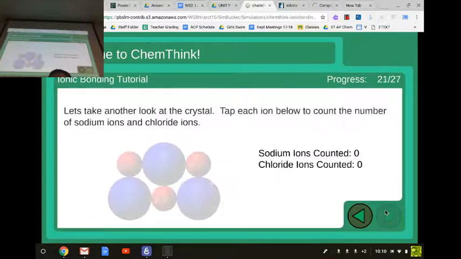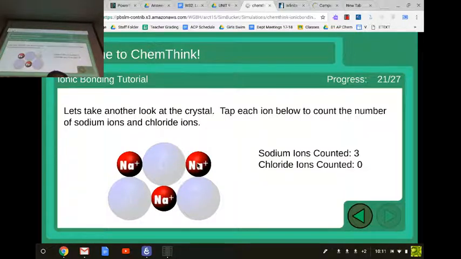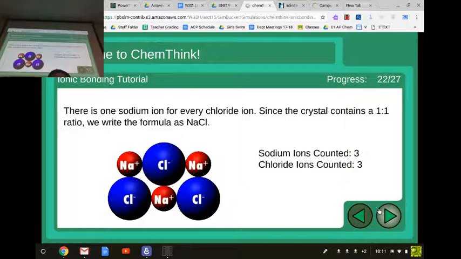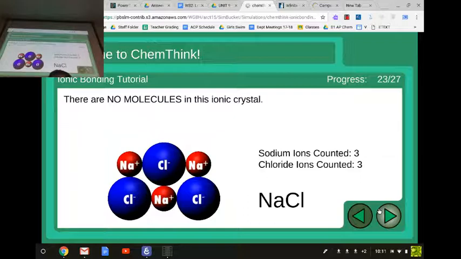Now let's take a look at what happens when we write these compounds. So here's my crystal, right? I'm going to click on these things. So my red sodium gives me 1 sodium ion, 2 sodium ions, 3 sodium ions, right? My blue chlorine gives me 1 chlorine ion, 2 chlorine ions, 3 chlorine ions. The ratio of sodium to chlorine is 3:3, and if it is simplified, it becomes 1:1. Good. So all we do when we write this formula is we simply take the ratio of sodium to chlorine, simplified, and write it as NaCl. So far, so good. There are no molecules in this ionic crystal. It is just crystalline structure.